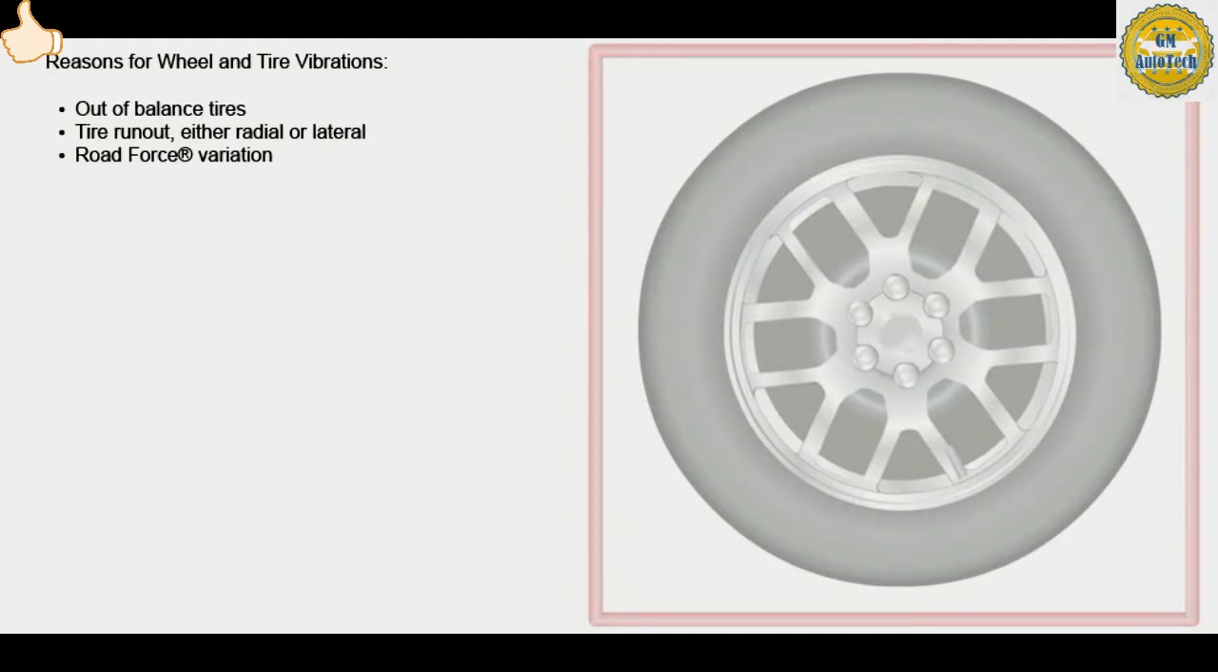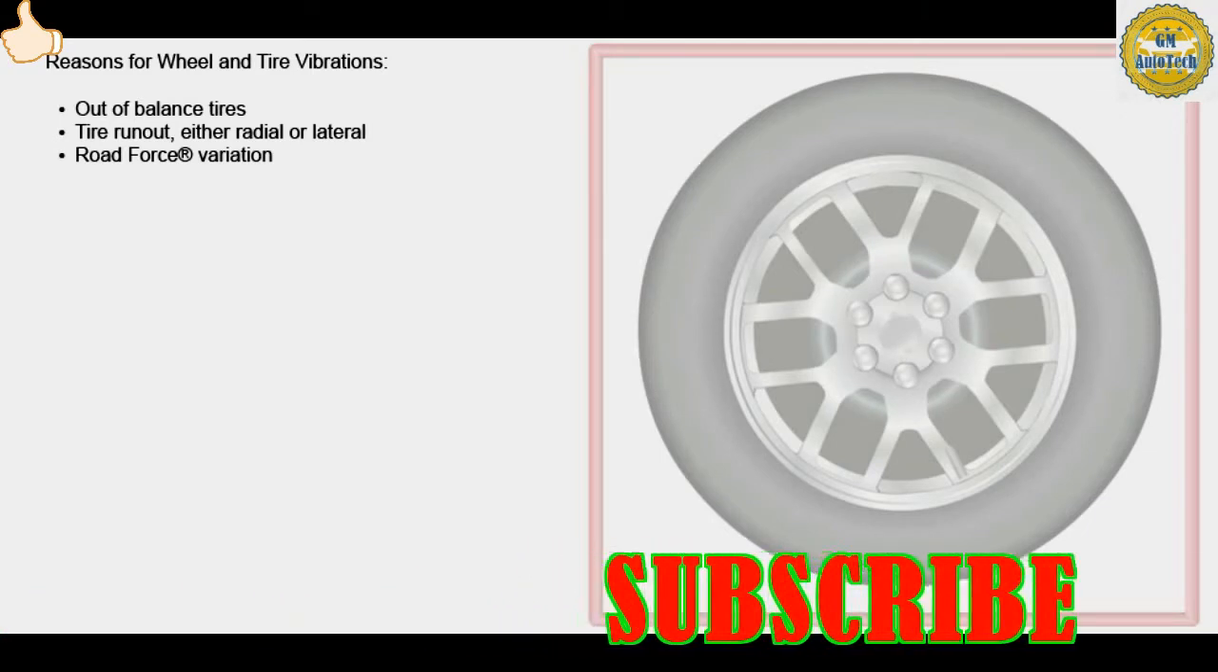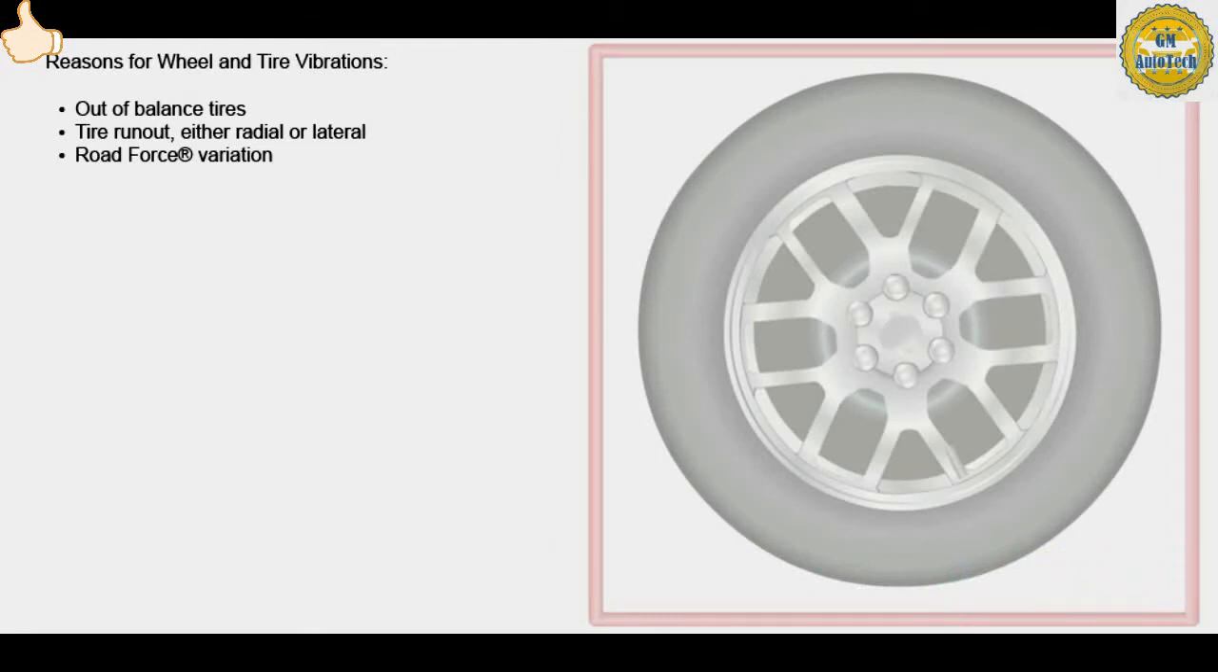Wheel and tire concerns are often described as high-speed shaking or shimmying and can be felt in the floor pan, in the seat, and/or in the steering wheel. The major reasons for wheel and tire vibration are out-of-balance tires, tire runout, either radial or lateral, and road force variation.